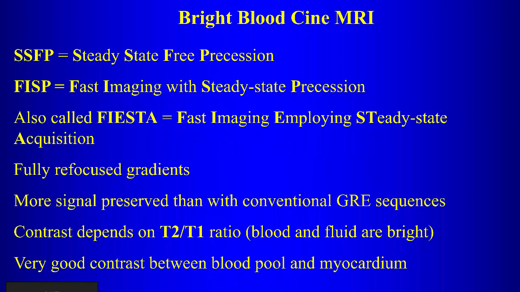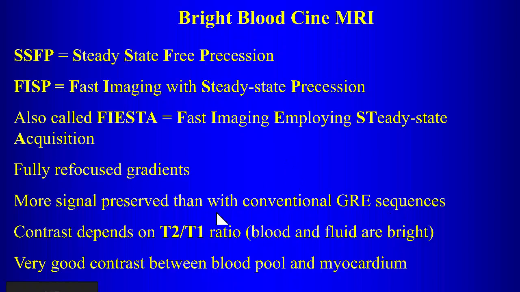Okay, so last time we left off, we were discussing bright blood imaging, the steady state free precession sequences. GE calls them Fiesta. These use fully refocused gradients. We'll talk about what that means in a few minutes. And that allows more signal to be preserved than conventional gradient echo sequences that are usually used in body imaging.